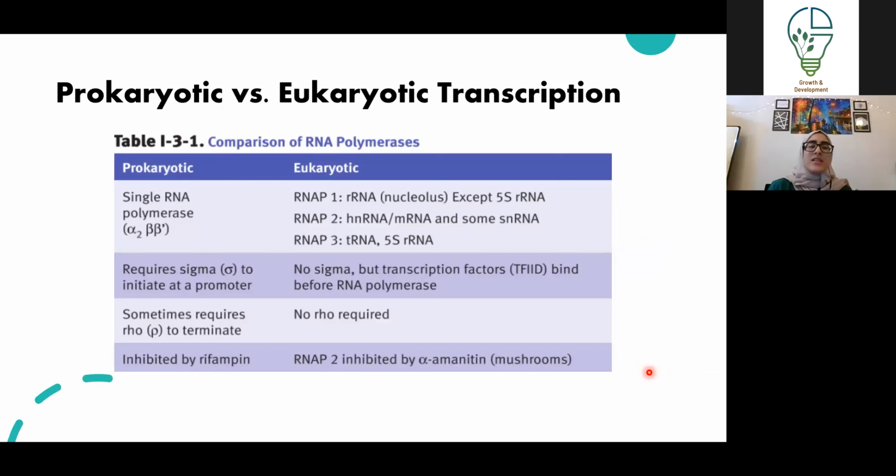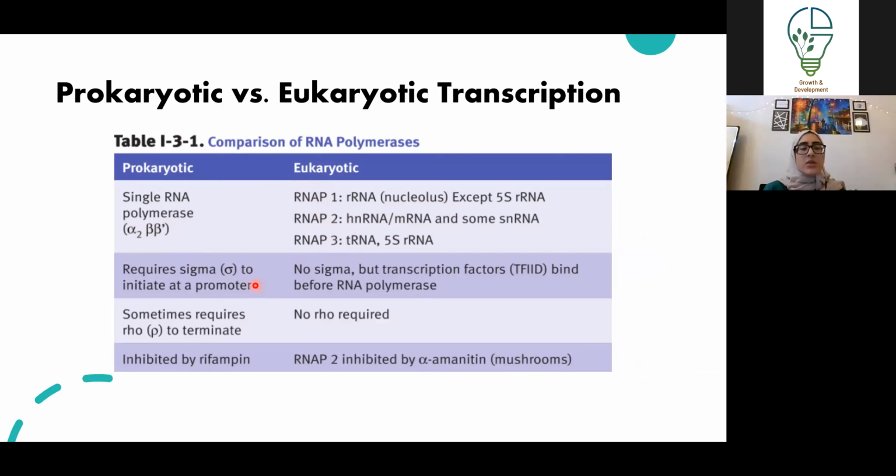Final slide, prokaryotic versus eukaryotic polymerases. In prokaryotes, there is a single RNA polymerase. It's called alpha-2 beta beta prime, I think. In eukaryotes, you have different kinds of RNA polymerases, RNA polymerase 1, RNA polymerase 2, RNA polymerase 3, and each of them produces different kinds of RNA.